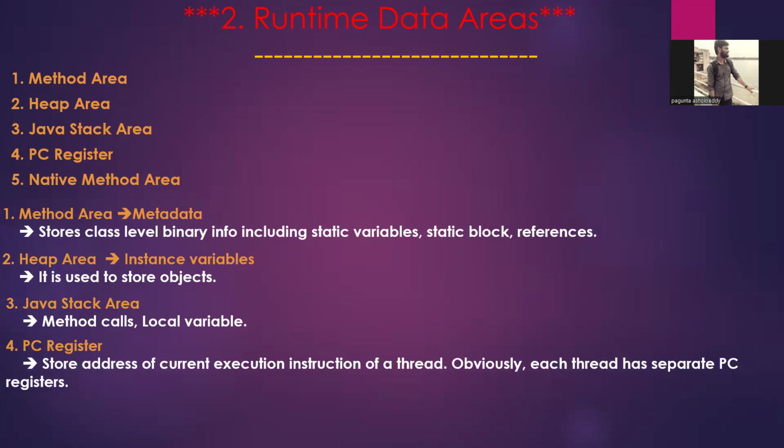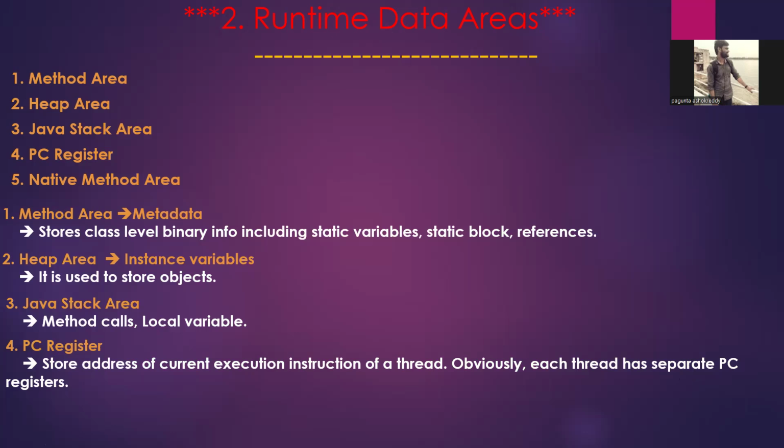Then the fourth one. This PC register stores the address of the current execution instruction of a thread. Obviously, each thread has a separate PC register. I am going to explain deeply. Please focus here only. It will be very difficult for freshers to understand.